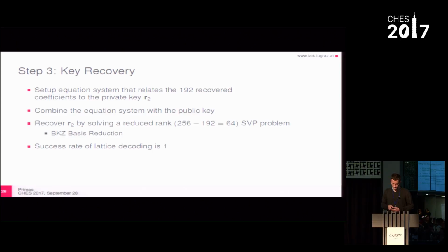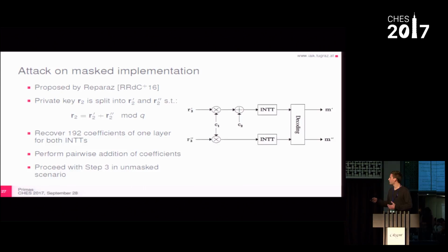I mentioned at the beginning that we're also attacking a masked implementation. So what about it? We evaluated a scheme by Reparaz, and the idea is quite simple. If you remember at the beginning, I said that the decryption is quite simple: it's just a simple combination of the private key with the ciphertext. Here it's basically the same, except we split the private key into two shares. We then perform two of these inverse NTT transformations, and we end up at the end with two shares of the message.